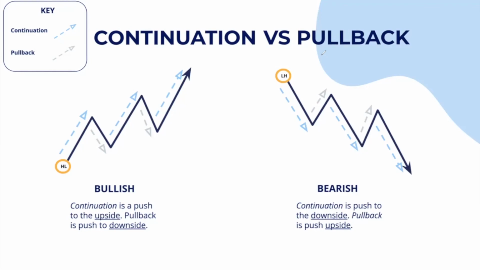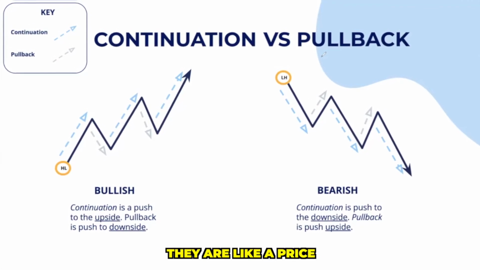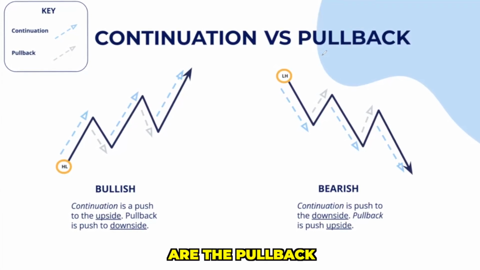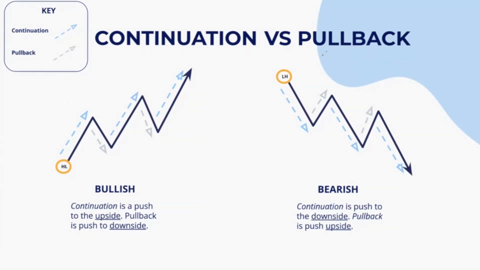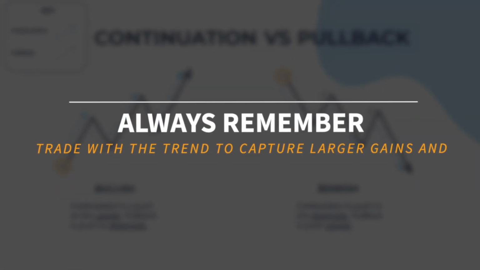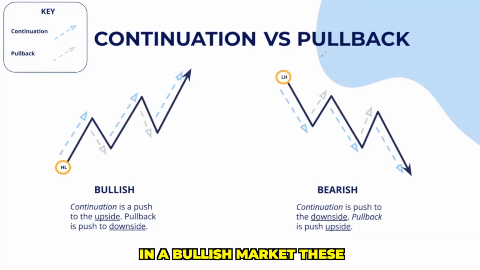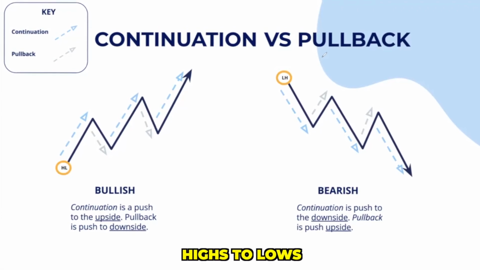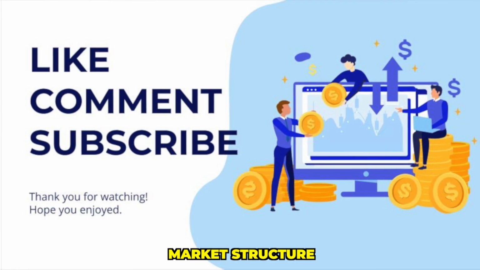So looking here at this diagram, you see that the light blue arrows indicate the continuation phase because they are the leg of price that goes in the direction of the overall trend. The gray arrows are the pullback phases because they are going opposite of the overall trend. You can capture bigger trades by trading with the trend and entering during the continuation phase. In a bullish market, these will be from lows to highs, while in a bearish market these will be from highs to lows.